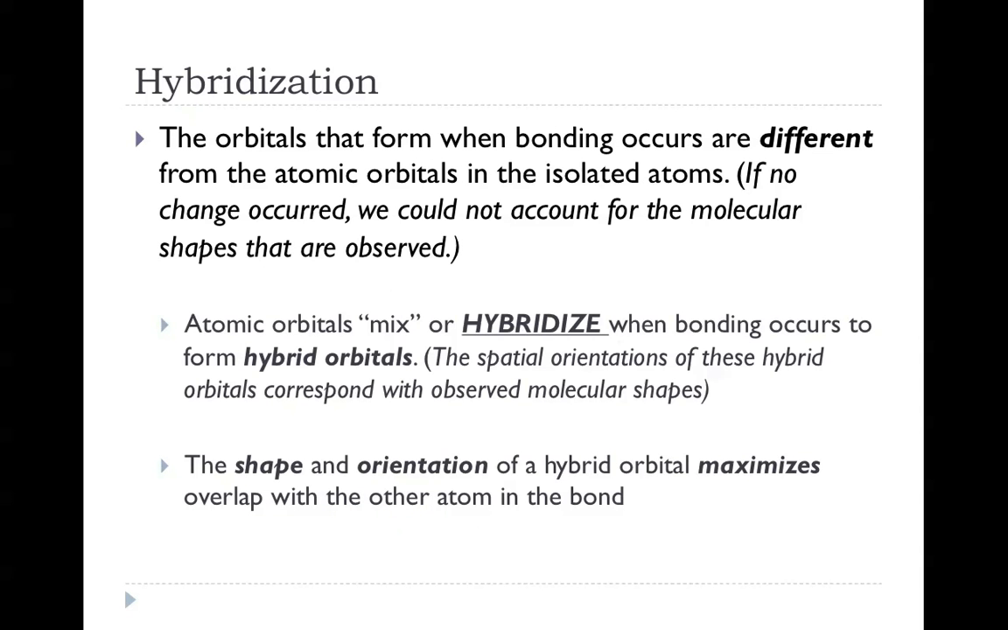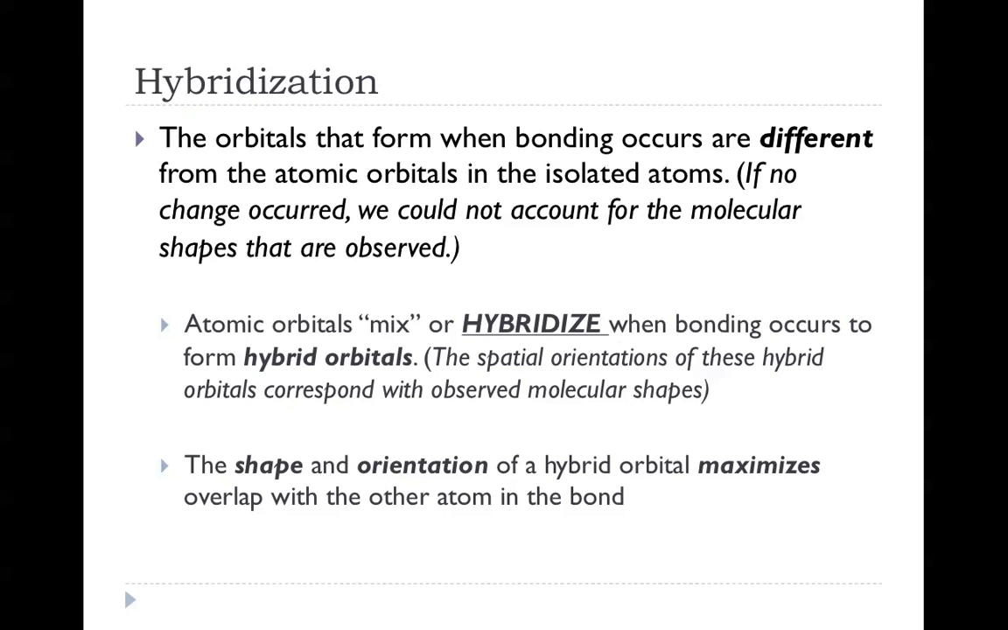Hybridization is a theory. This is how scientists account for the different shapes that we're going to see next week when we do a later concept discussing molecular shapes. The orbitals that form when bonding occurs are different than the atomic orbitals that we know about in isolated atoms. In isolated atoms, we talk about the s orbital, the 3 p orbitals, the 5 d orbitals. But when they actually go to bond, scientists believe that something happens to those orbitals. They believe atomic orbitals mix, or what we call hybridize, when bonding occurs to form hybrid orbitals. And hybrid orbitals means that they're all equivalent to each other.